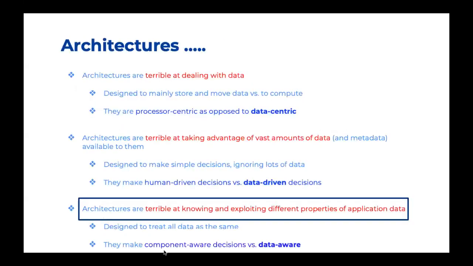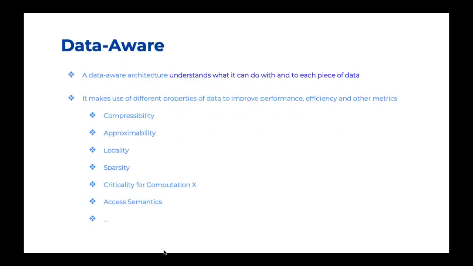And finally, we say architectures are terrible at differentiating data. They are not data-aware. Simply, a data-aware architecture understands what it can do with each piece of data. Every day we have a lot of various data. So an intelligent architecture should understand the behaviors and characteristics of that data and behave as it should. It makes use of different properties of data to improve performance, efficiency, and other metrics. We need compressibility, approximability, locality, sparsity, criticality for computation, and exact semantics. We have highly intelligent algorithms for each of these behaviors we would need in a data-aware system, but that is too complicated and not necessary for this talk.